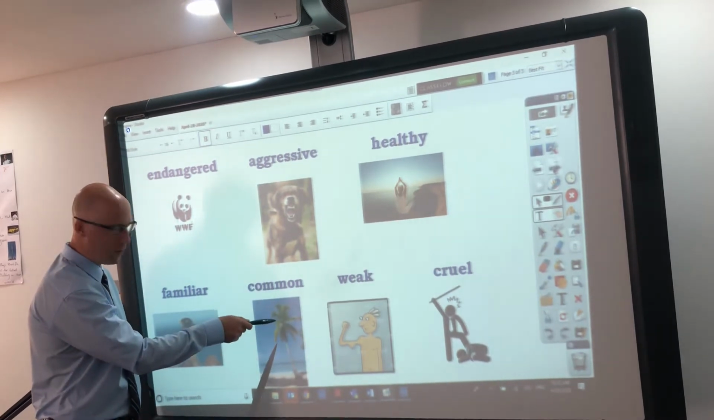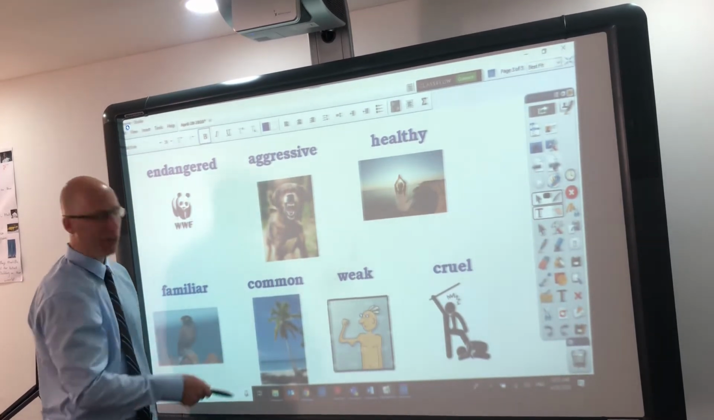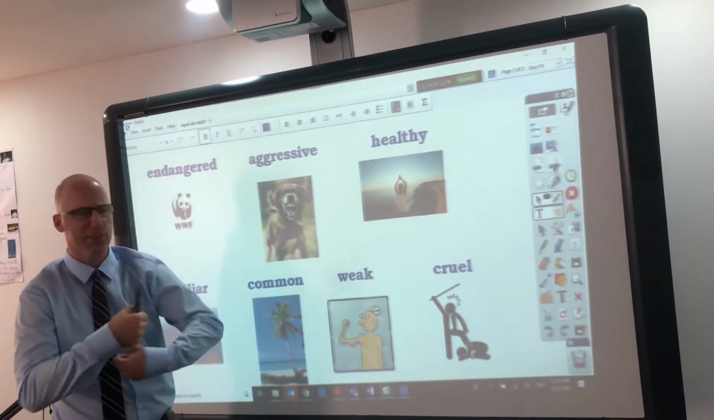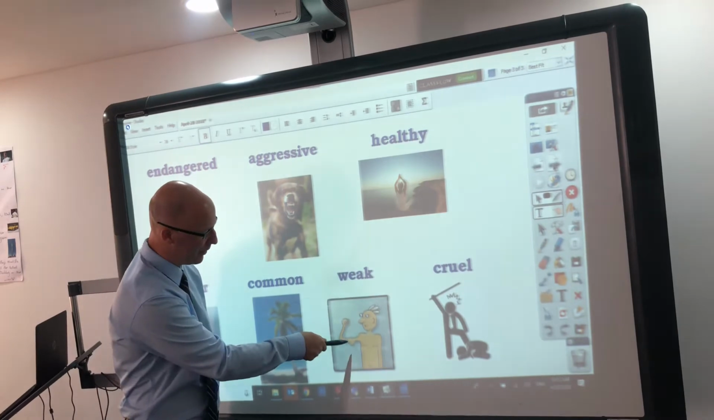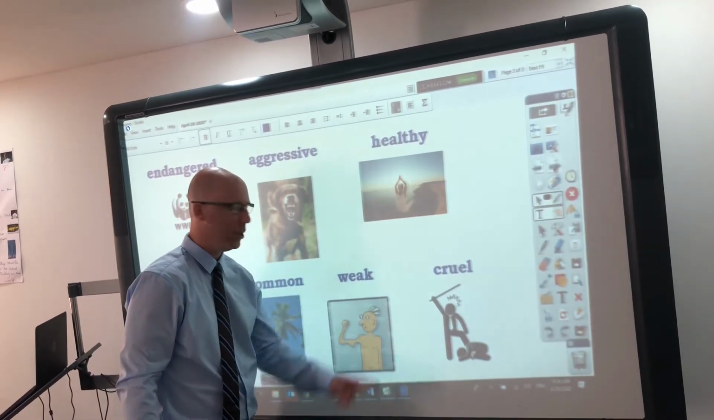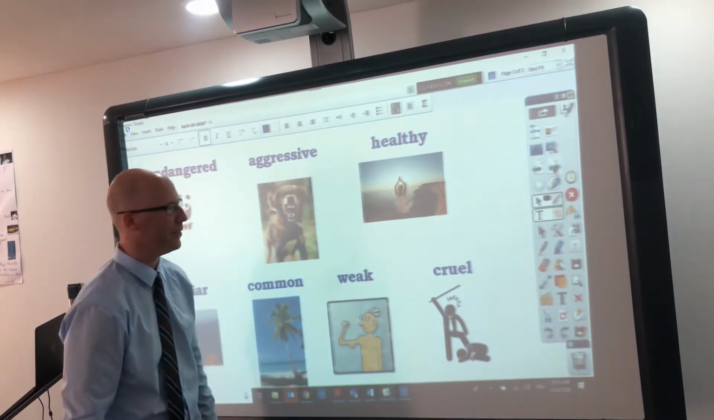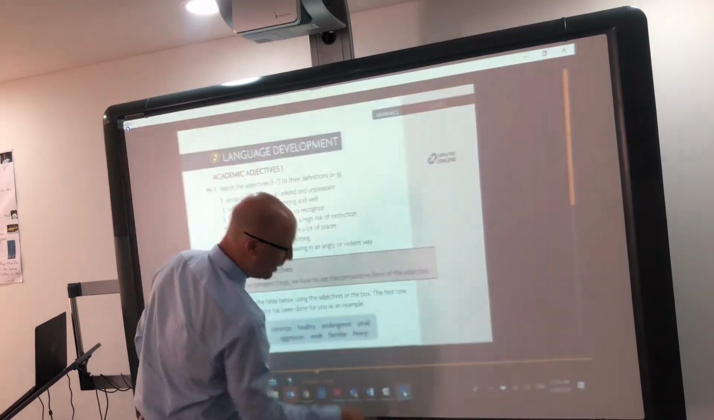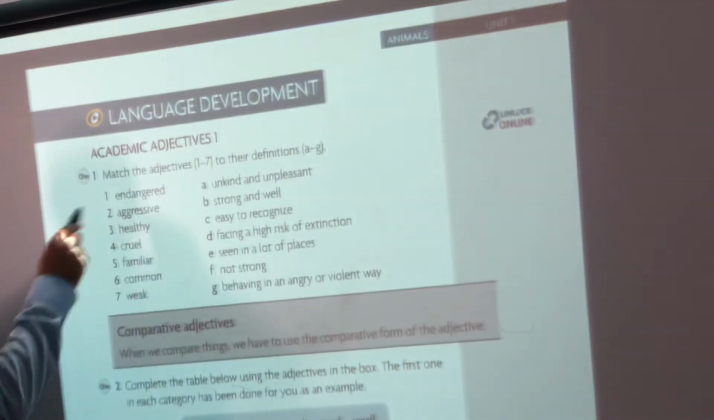Common. You know what kind of tree this is? Have you seen this before? Yes, you have. Okay. Weak. I am obviously super strong, but this guy is, yeah. And then cruel. This might be a new word for you. Cruel. Not very nice. Okay, so what you need to do now is go into your book and connect these.